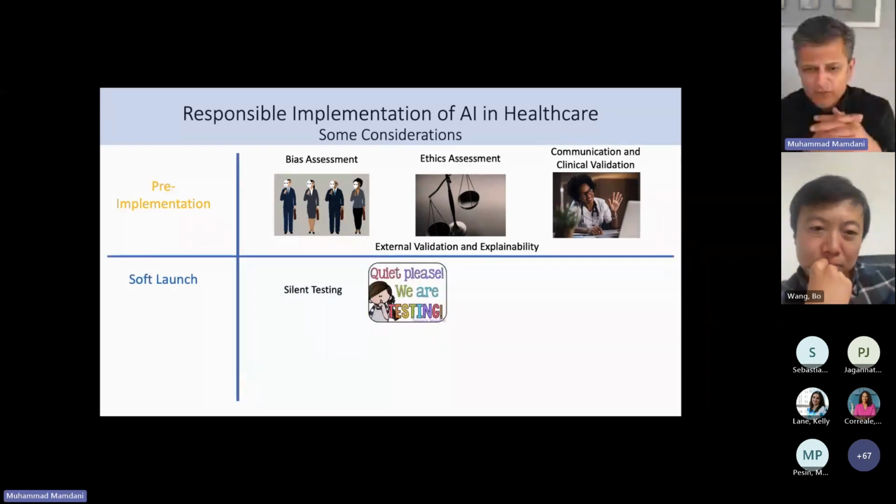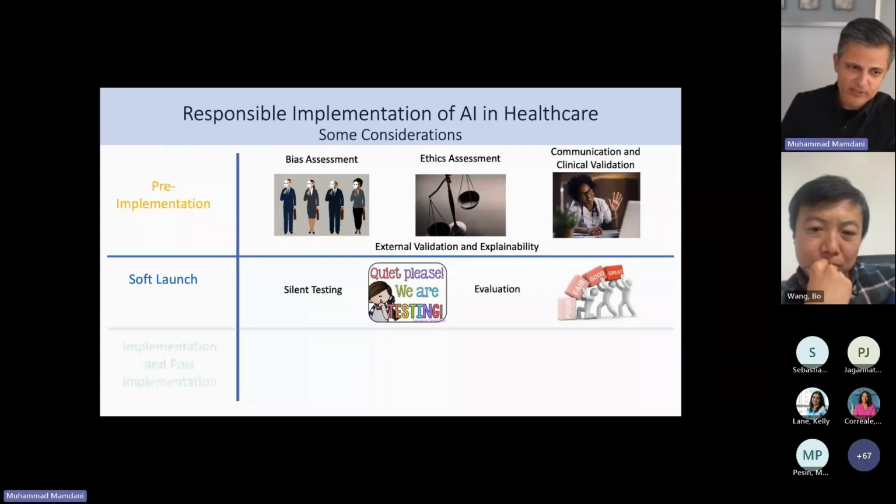We do soft launch, so we do a lot of silent testing. And silent testing is typically highly variable depending on the nature of the project, how many outcomes are planned. For example, if we have an algorithm for a condition that is fairly rare in terms of outcomes, we'll need a longer silent testing period, whereas if outcomes are more common, you need a shorter silent testing period. But we do silent test quite a bit.